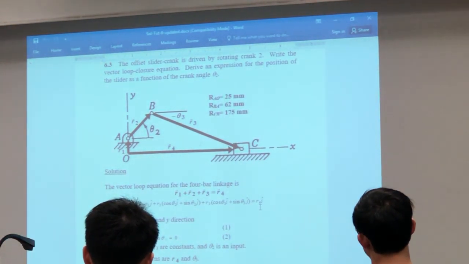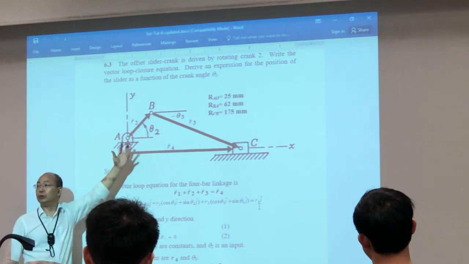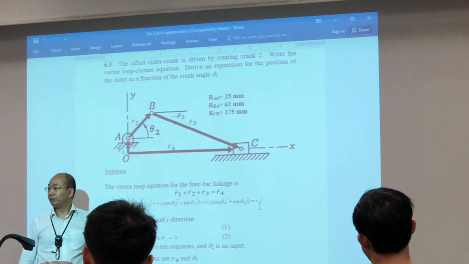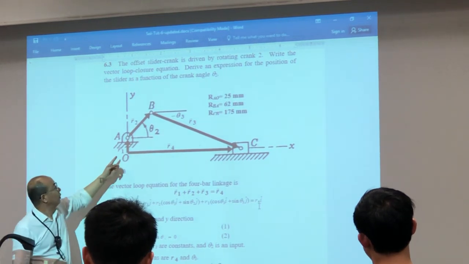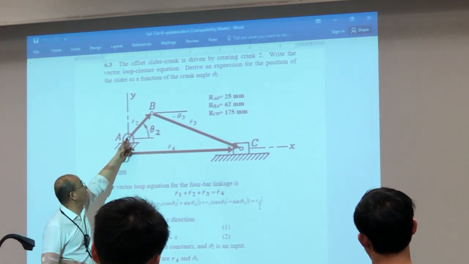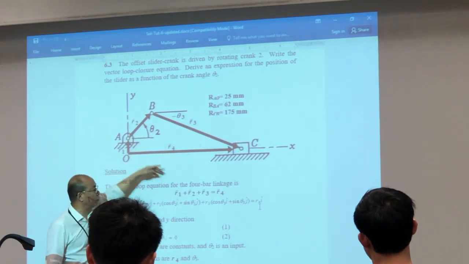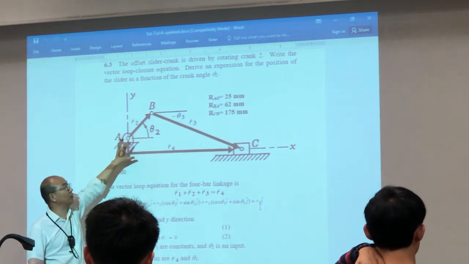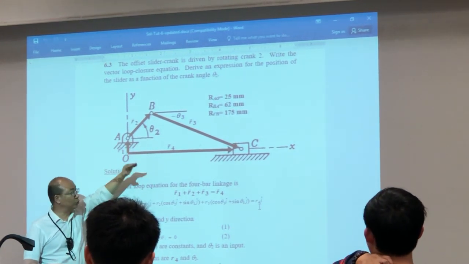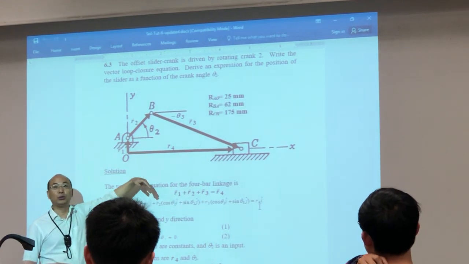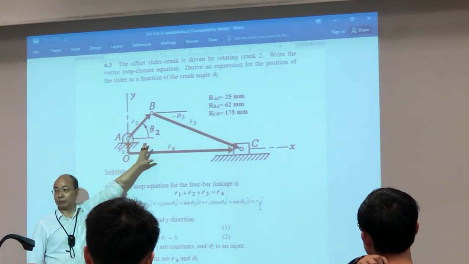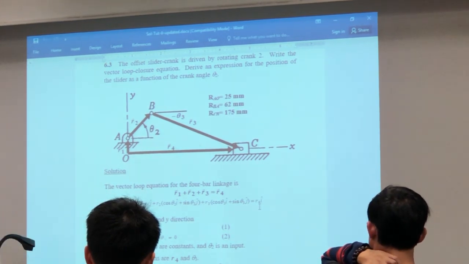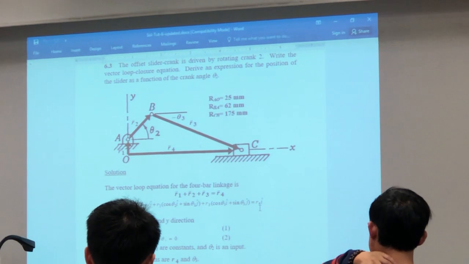So what is the direction of the vector? It's up to you to draw, but when you write the equation, you must follow what you drew. Now if you look here, R1 plus R2 plus R3 equals R4. This will be the vector loop equation for this vector loop. We use this vector loop equation to represent this physical mechanism, and then we can start to do the kinematics analysis of this mechanism.